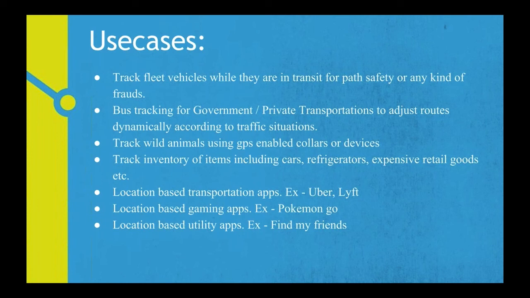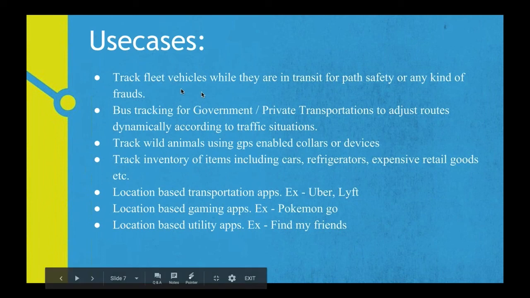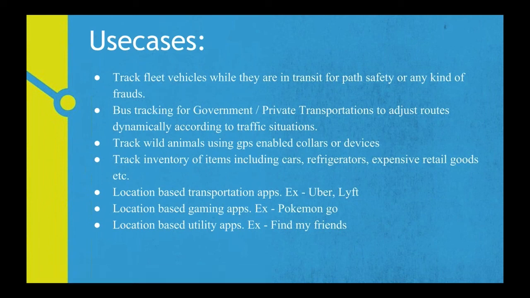Say, for example, Walmart could be keeping track of the trucks that are taking loads. It might mark a boundary and say, okay, it should not go beyond this boundary, right? So that's one use case, to track a fleet of vehicles, or for any kind of fraud that's happening. And bus tracking for government or private transportation, to adjust routes dynamically according to traffic situations, right? The same information can be used.